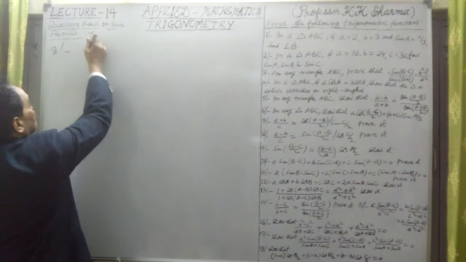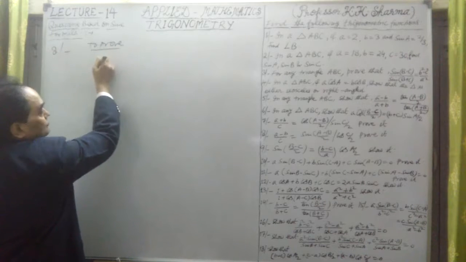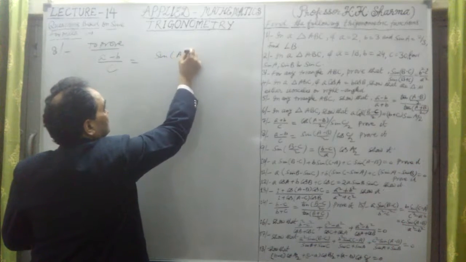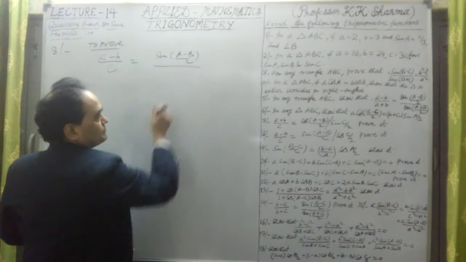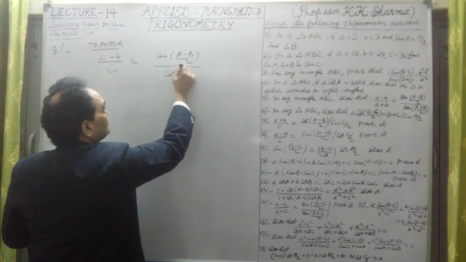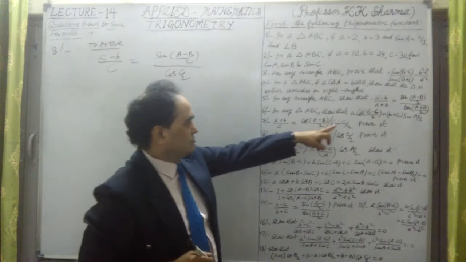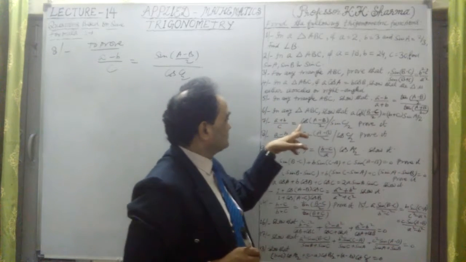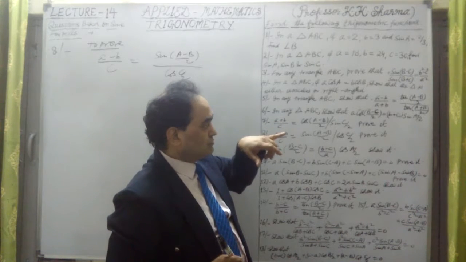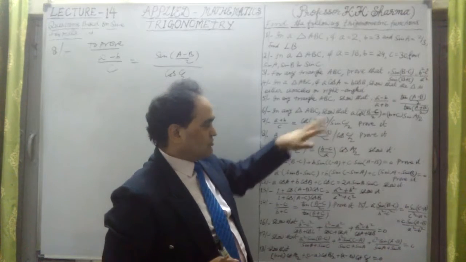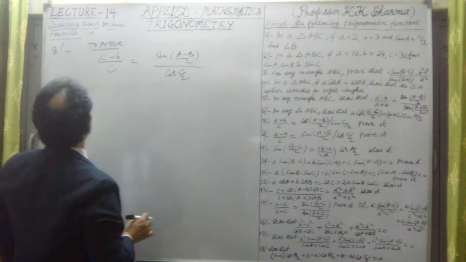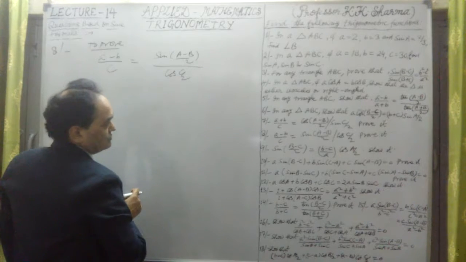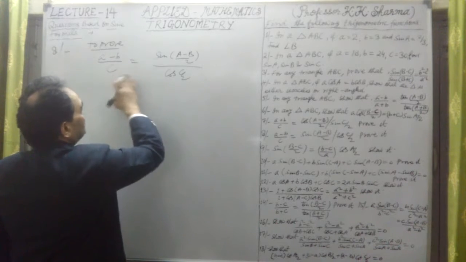Then the question. Question number 8 is to prove here. What we have to prove? That (A minus B) upon c is equal to sine (A minus B) upon 2 divided by cos C by 2. Now this we have to prove here. In the 7th one the denominator we were having sine C by 2, and in the 6th one we had sine A by 2. So 7th and 6th we have completed. Now question number 8, to prove this, A minus B upon C.